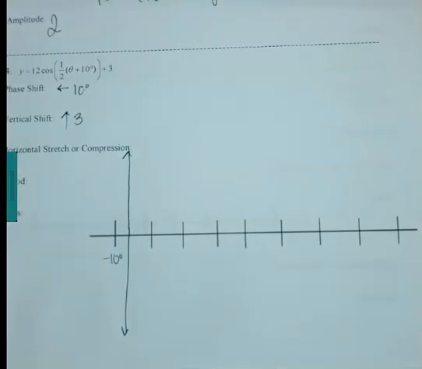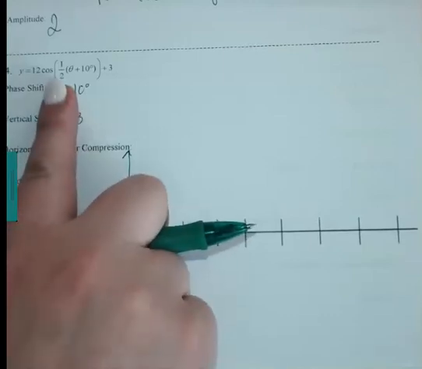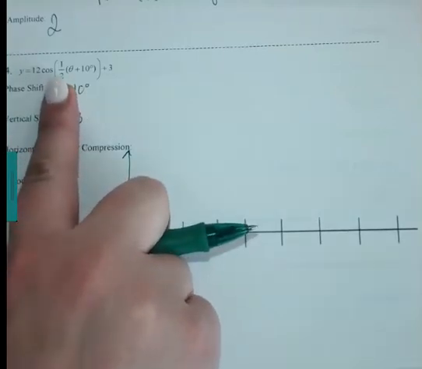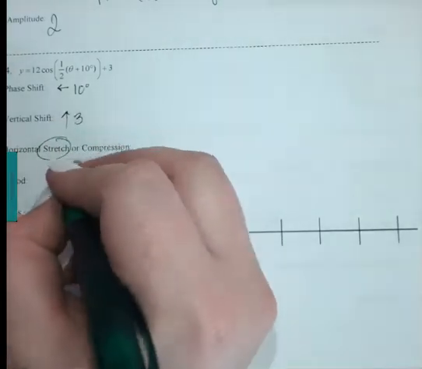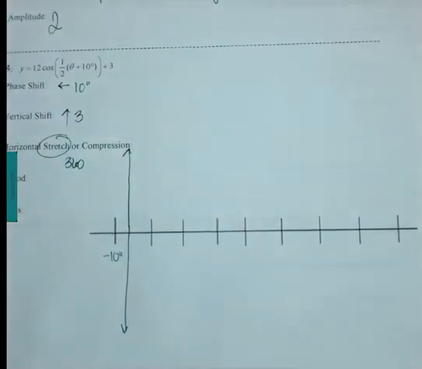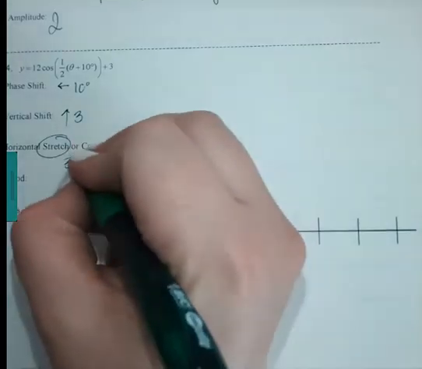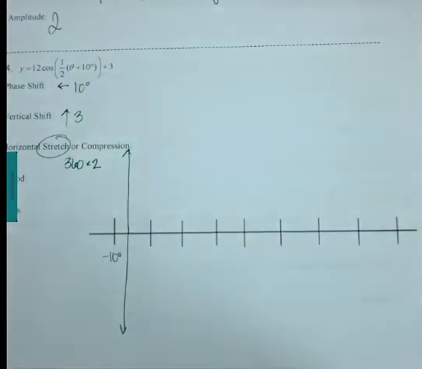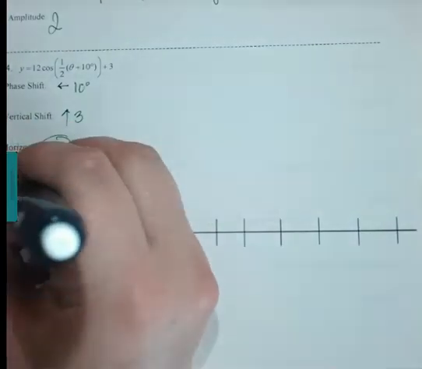Do I have a stretch or a compression? It's a half in the middle, which is really a stretch. So what am I going to times by? Well, if it's a half, I want to times by 2. If it was a third, what would I times by? What if it was a fourth? I would times by 4. But if it's a half, I'm going to times by 2, which gives me 720.